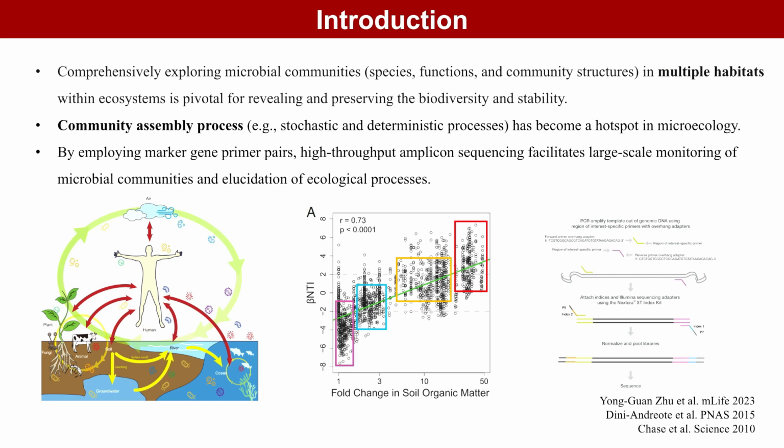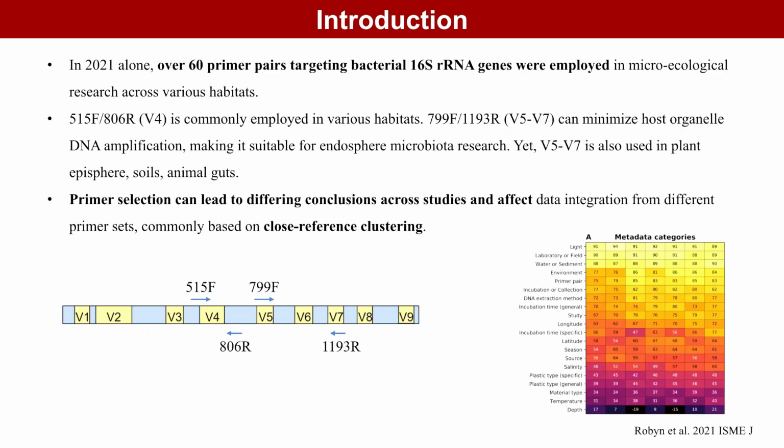By employing marker gene primer pairs, high-throughput amplicon sequencing facilitates large-scale monitoring of microbial communities and elucidation of ecological processes. However, in 2021 alone, over 60 primer pairs targeting bacterial 16S rRNA genes were employed. For example, V4 and V5, V7 are commonly used in microbial ecological research across various habitats.